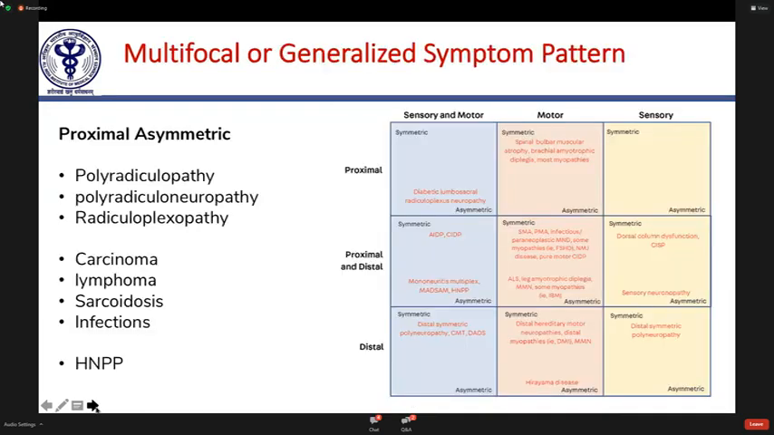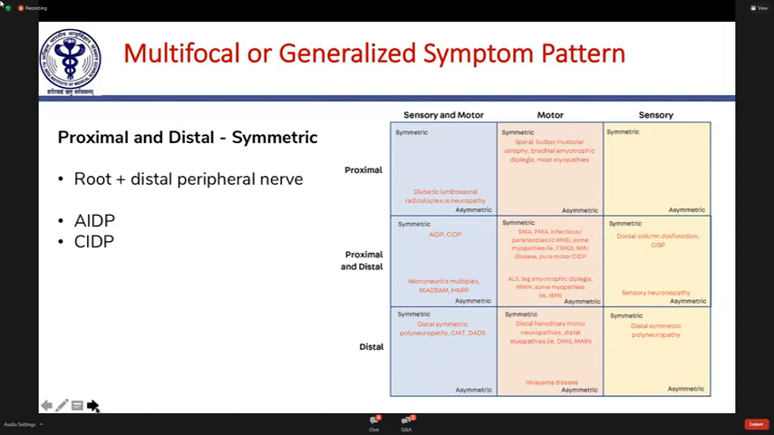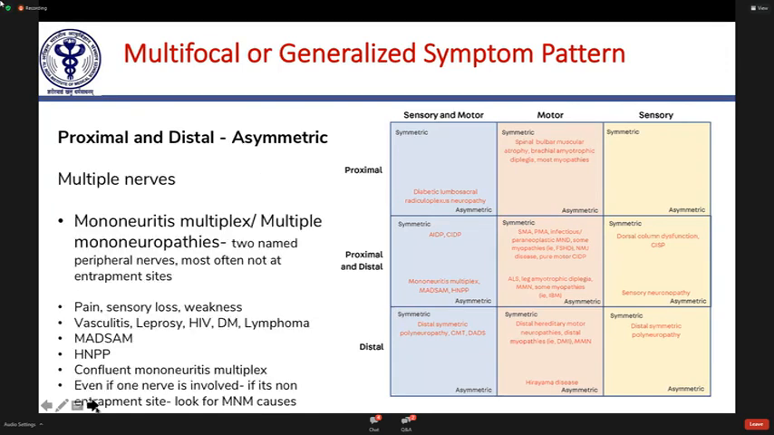Now let us look at a few patterns which we can identify. For example, a proximal asymmetric involvement, as we said, is going to be a radiculopathy, radicular neuropathy, or a radicular plexopathy. Common causes are malignancies, lymphomas, sarcoid, infections, or an HNPP-like presentation. Proximal and distal symmetric involvement could be root and distal peripheral nerve, classically seen in AIDP or demyelinating neuropathy, AIDP or CIDP. Proximal and distal asymmetric is usually the classical presentation of a mononeuritis multiplex, now called multiple mononeuropathy.